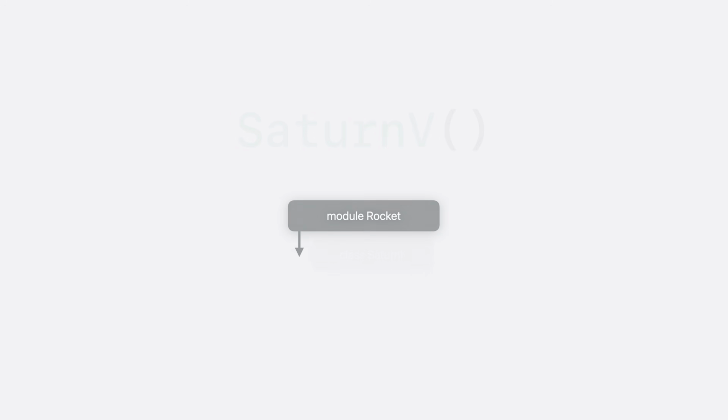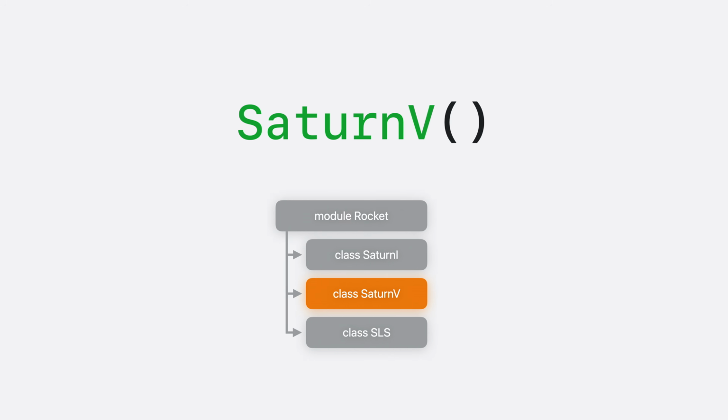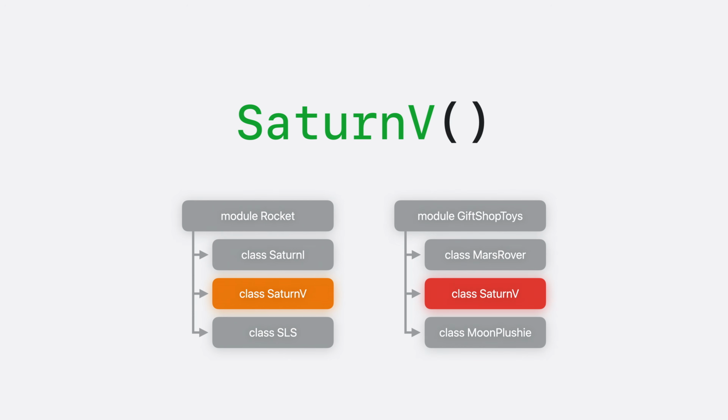And Swift 6.3 also has a new feature to better handle situations where 2 modules have APIs with the same name. For example, the rocket module might have a type representing a real 100-meter-tall Saturn V rocket, while the gift shop toys module has a type representing a child-sized model of a Saturn V rocket. If you've imported both of these modules in the same file, Swift won't be able to tell which one you wanted to use, so it'll give you an error.